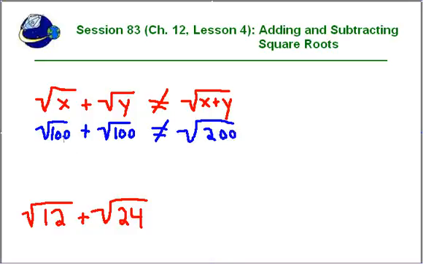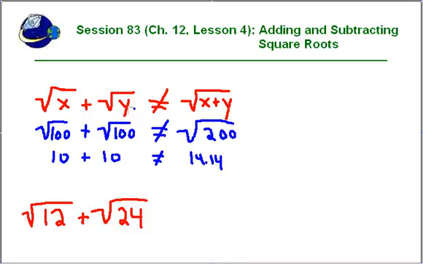Well, what is the square root of 100? The square root of 100 is 10. The square root of this 100 is also 10. The square root of 200 is a little over 14, 14.14. 10 plus 10 is 20. 20 is not the same thing as 14.14. So we can see that whenever we're adding or subtracting radicals, square roots, together, we cannot combine them the same way that we can when we multiply.